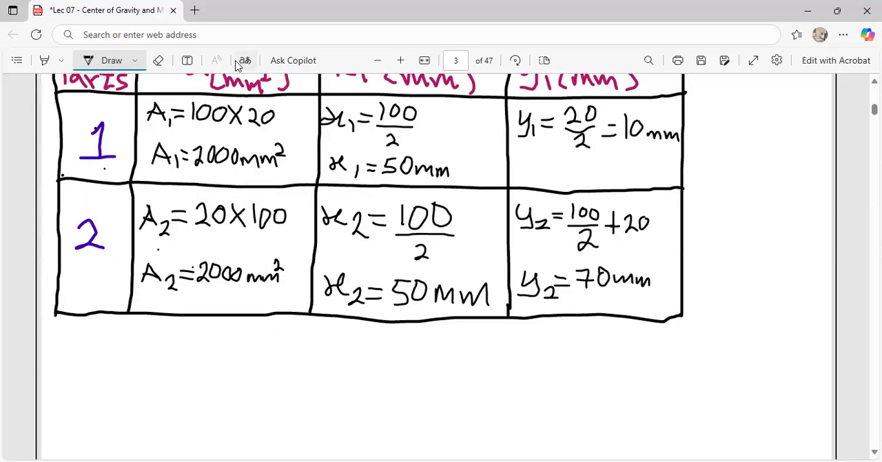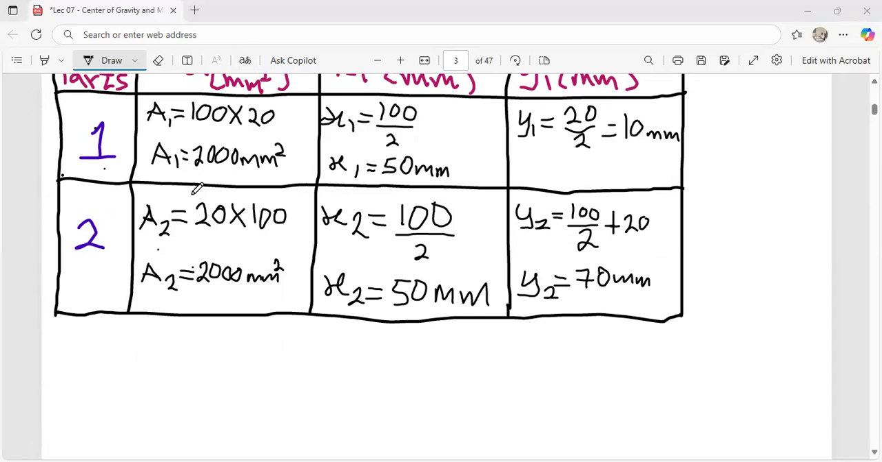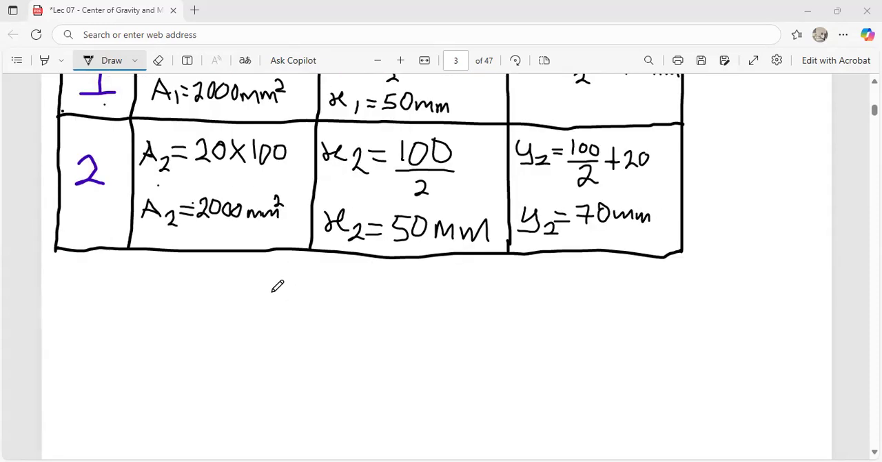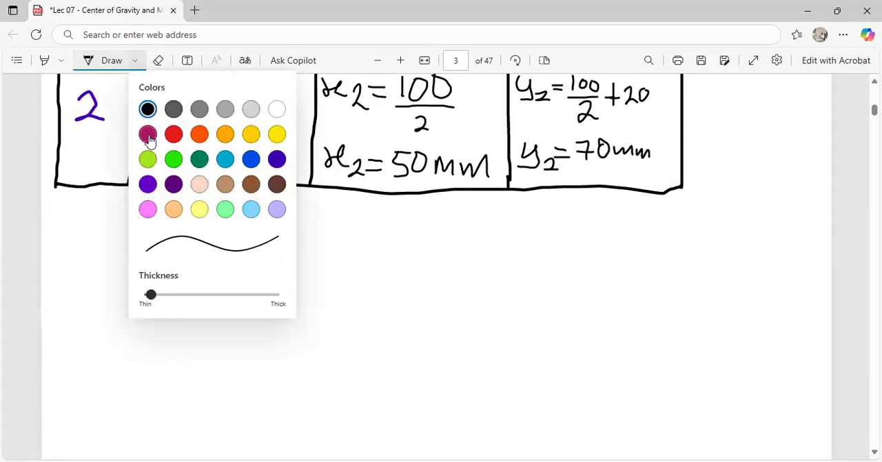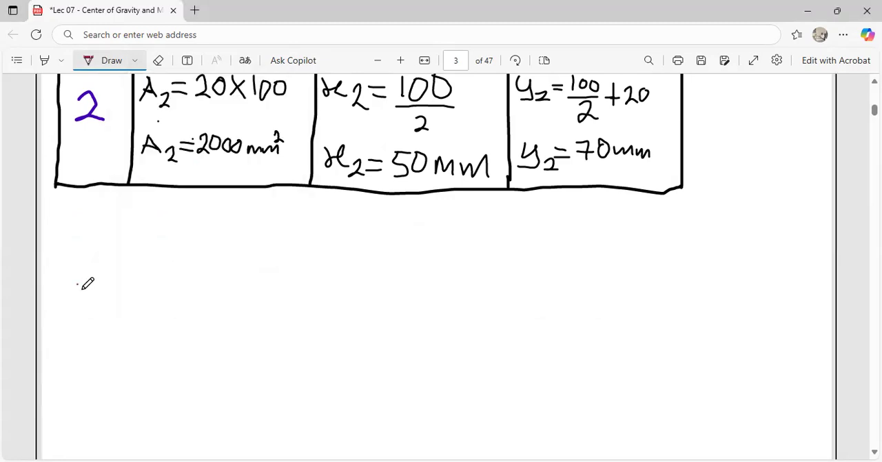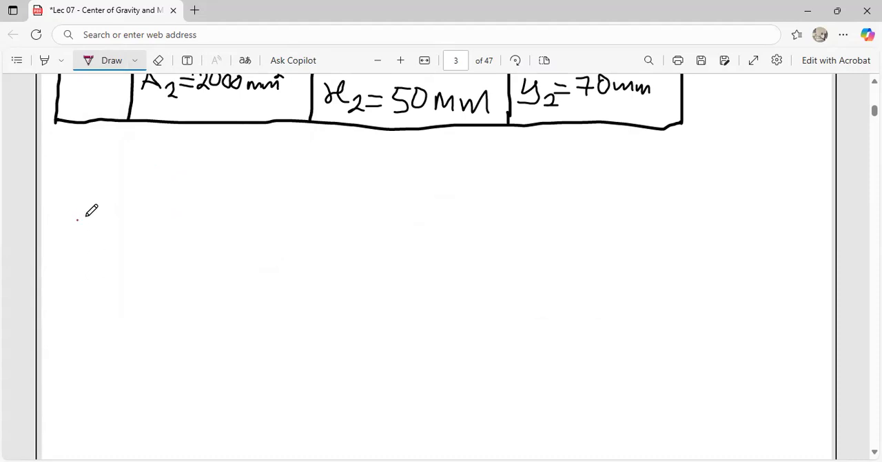Good. From here, we have to come and calculate for our centroid. From here, we have to now calculate for our centroid, and then we can quickly move. So the aim of the work, we should calculate for the x bar and then the y bar.